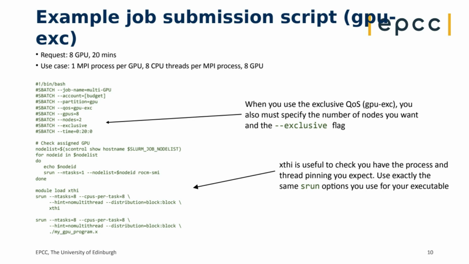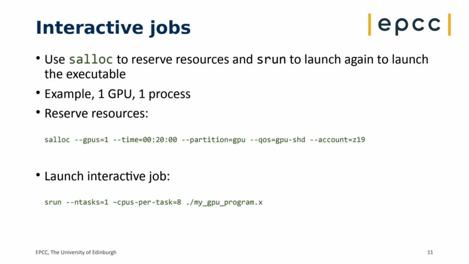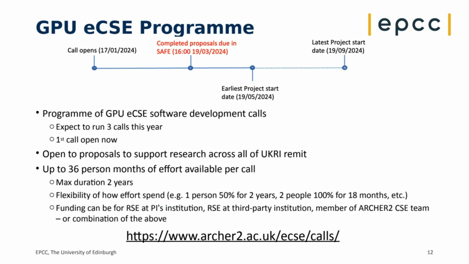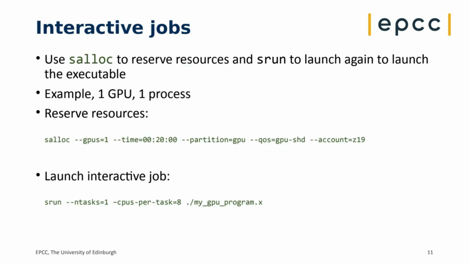There's a wider range of example job submission scripts available in the documentation that cover slightly more variations than I've got time to go into in this presentation. You can also get interactive jobs: use salloc to reserve the resources, number of GPUs, that sort of thing, and then srun to launch, just like you would for a batch job submission script. And there's a slightly different syntax if you want to get a terminal on a GPU node for compiling. You can use srun and specify a terminal. There's an example in the documentation of how to do that.